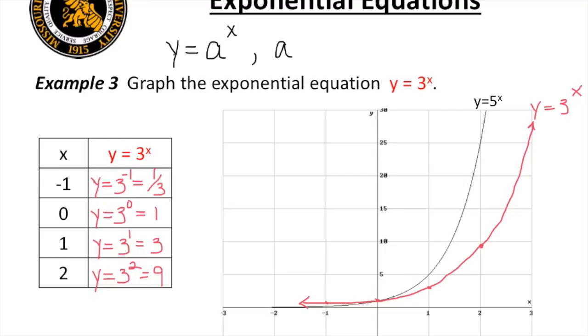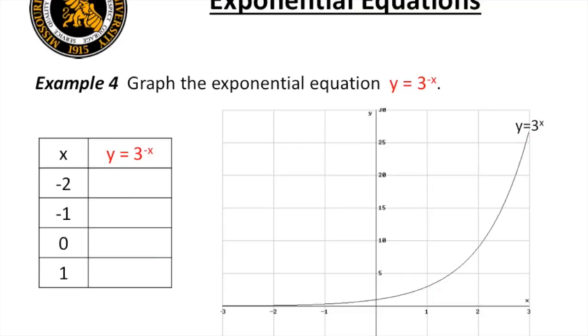If your a, your base, is bigger than 1, then your graph will model growth. The larger the base, the more quickly it grows, and the more steep the graph becomes. Regardless, there is an asymptote that is equal to the x-axis.